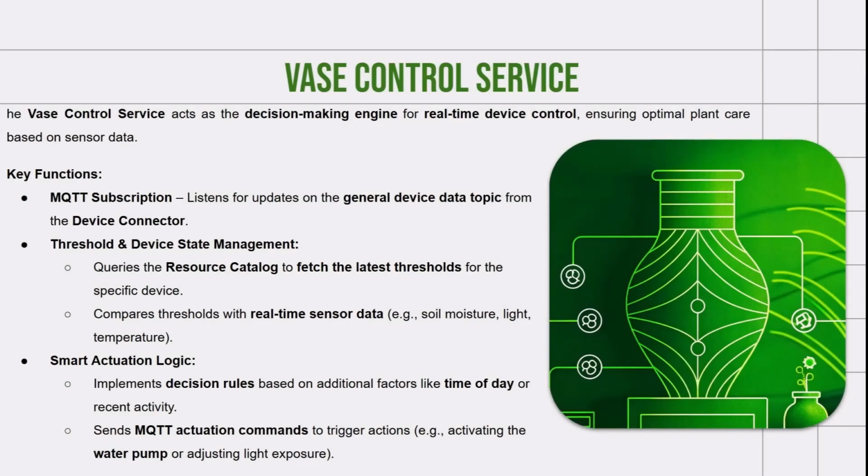Waste control service. The waste control service acts as a decision-making engine for real-time device control, ensuring optimal plant care based on sensor data. Its key functions are MQTT subscription, threshold and device state management, and smart actuation logic.